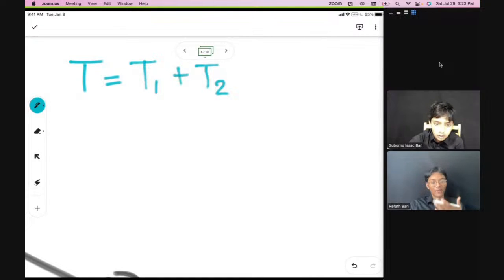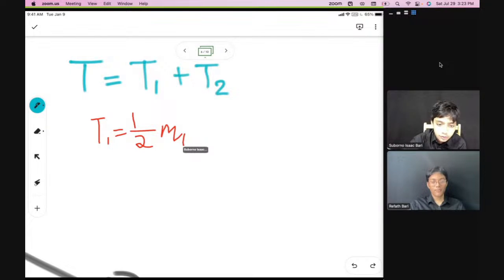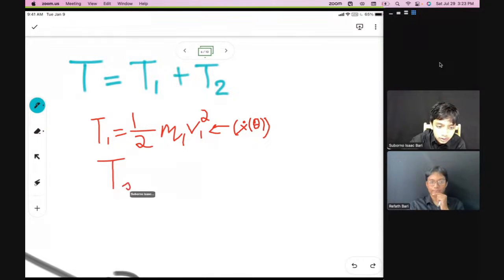So what is my first kinetic energy term going to be? Well, our first kinetic term is going to be half m1 v1 squared, and this can obviously be expressed as a function of theta. And the second one basically looks the same with all of our quantities changed.